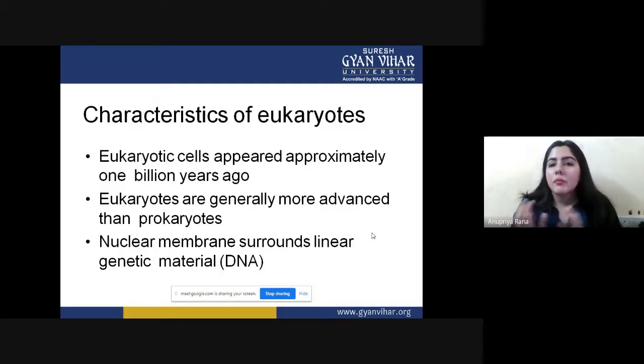The nuclear membrane mostly surrounds the linear genetic material, DNA. Like we already studied, in the prokaryote cell the genetic material is just spread throughout the cell cytoplasm. But in the case of eukaryotes, the genetic material is surrounded by a membrane. So the presence of this membrane in the nucleus and the other organelles of the cell are the key features of a eukaryote cell.